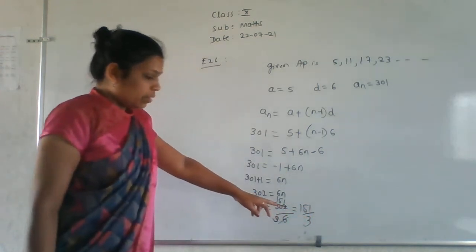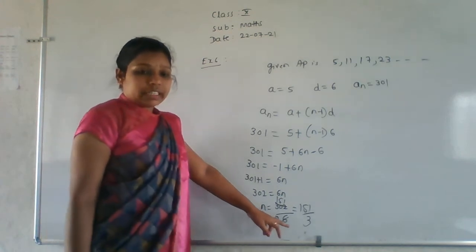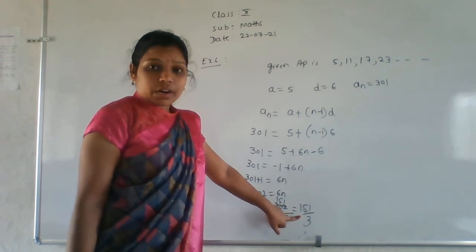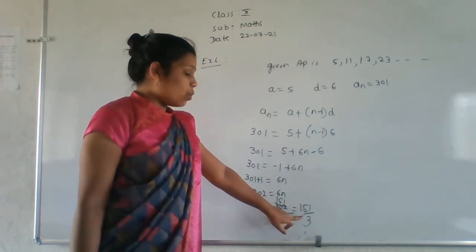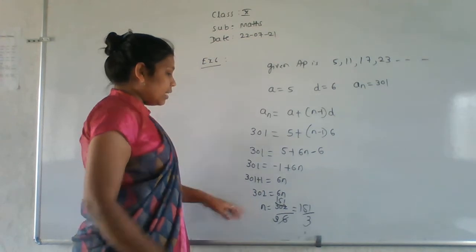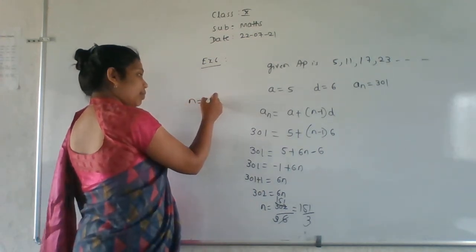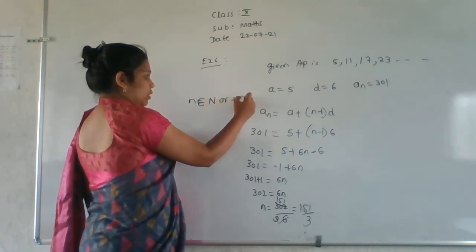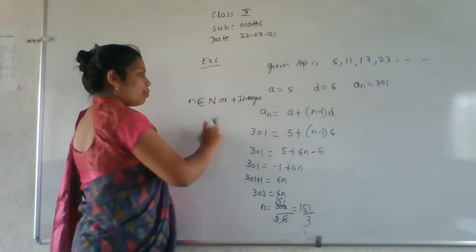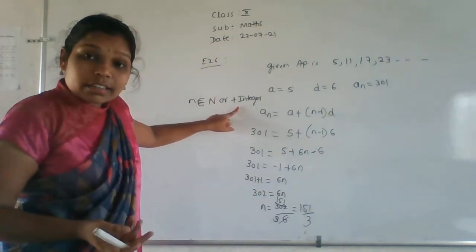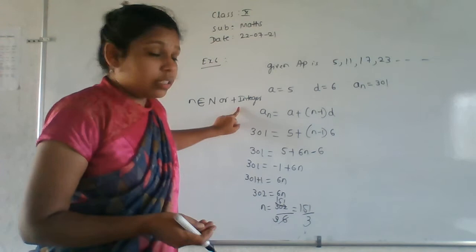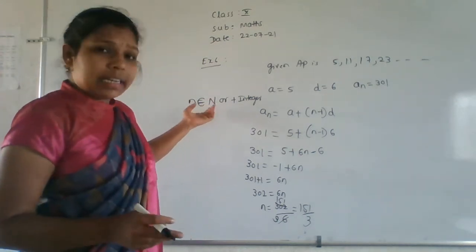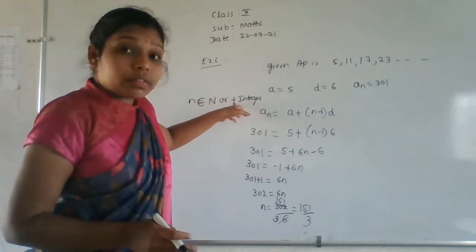Whether it is a natural number, 151 divided by 3 you are getting, but here whether it is a natural number or a positive integer, no. So what you can say here? Here n must belong to natural numbers or be a positive integer. Both are the same. What is the difference between these two? In integers we have 0 as well as the negative numbers. In natural numbers we have only positive numbers, right? So for that reason it may be a natural number or it may be a positive integer.